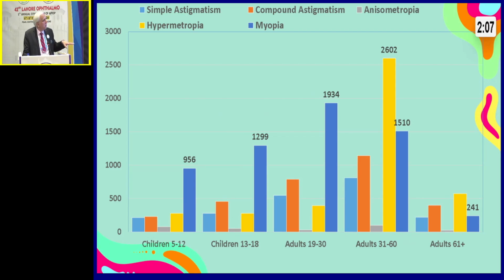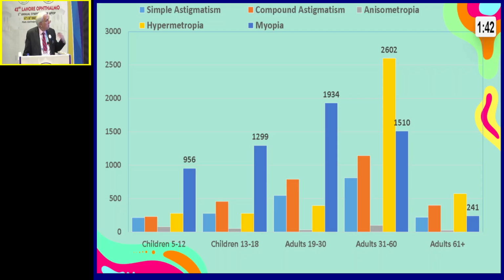And it was interesting to see that myopia is more in children, going up to 13 to 18, and then 19 to 30, but hypermetropia comes up more in patients aged 31 to 60, where you're probably ending up at an age where you're reaching presbyopia. Patients might be latent hypermetropes, and those are the patients coming into that area.